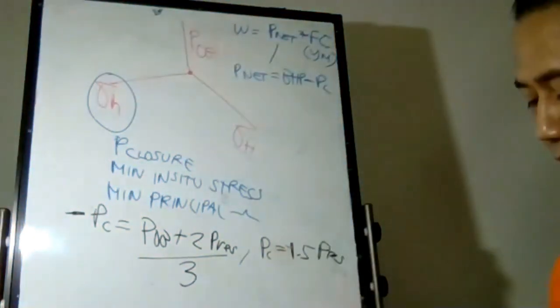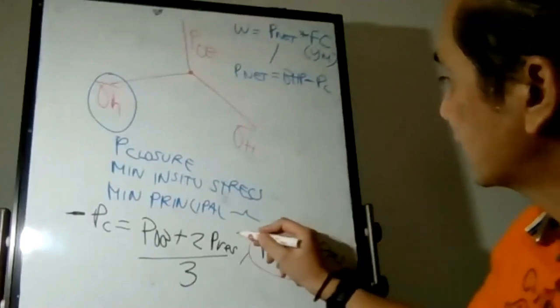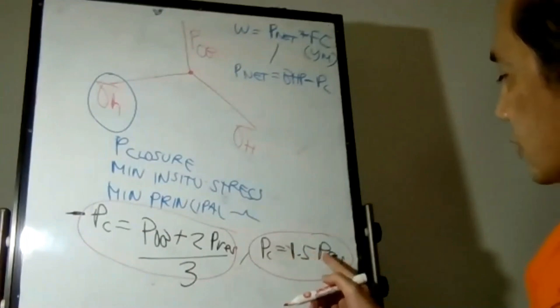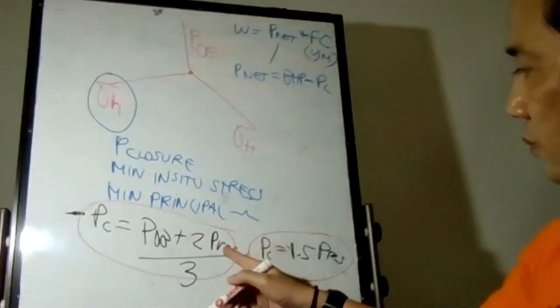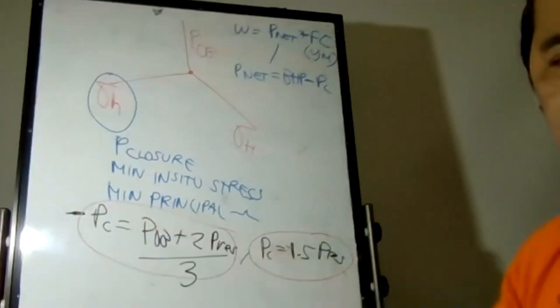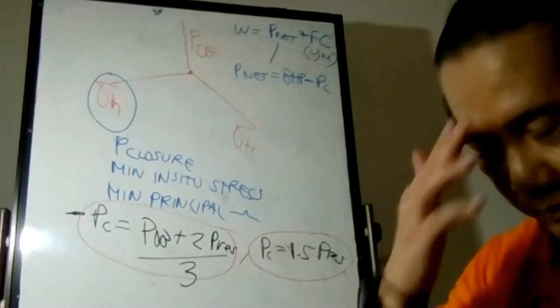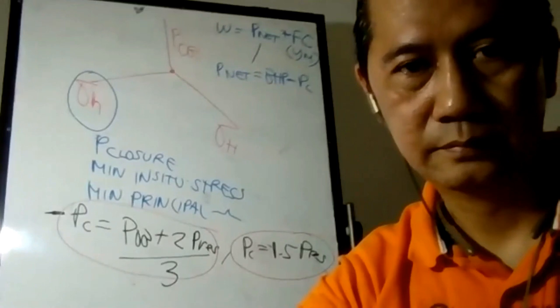But for 80% of the rock in the world, you will be satisfied with this approach to calculate closure pressure: either 1.5 times your reservoir pressure, or overburden plus 2 times P reservoir, divided by 3. You will get an estimate of your closure pressure. I will say 80%. Okay, I hope that answered the question.